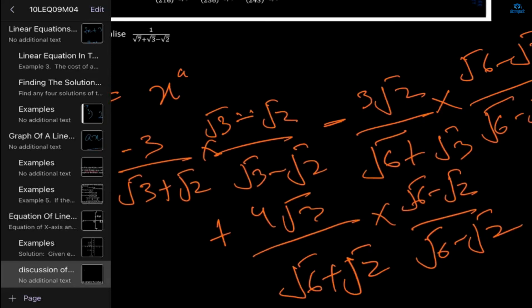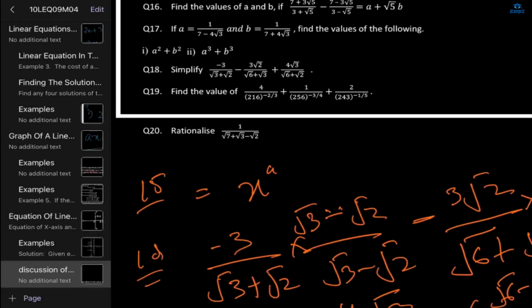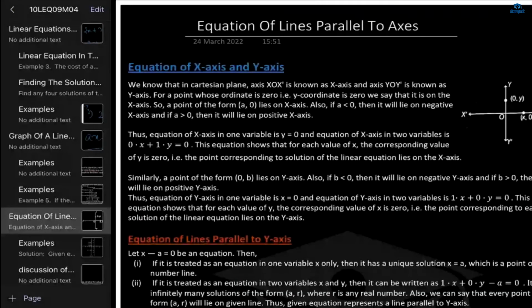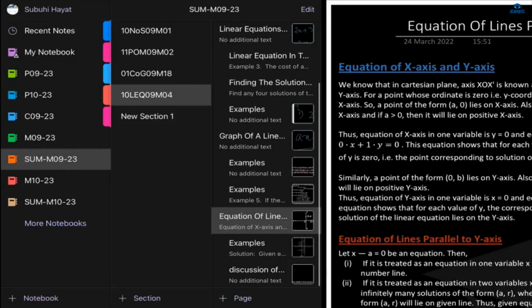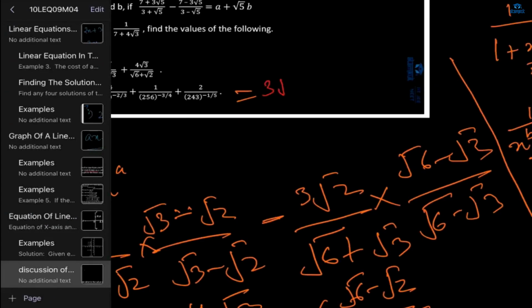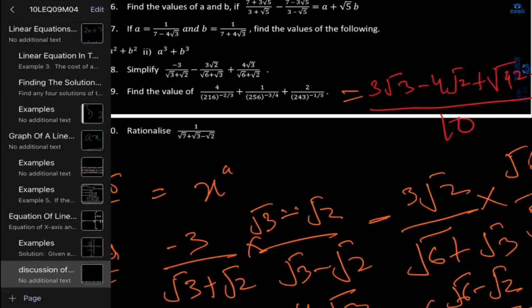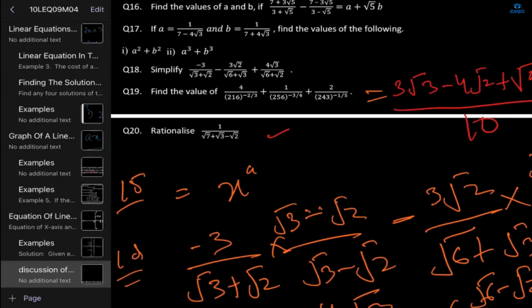Okay, now Aram, which question's answer are you asking? 20th. So the 20th, let me tell you the final answer: 3 root 3 minus... okay, I am writing the final answer here. It's a bit different. I will write 3 root 3 minus 4 root 2 plus root 42 plus root 7 upon 10. Okay, this is your final answer. I'm just telling you the final answer.